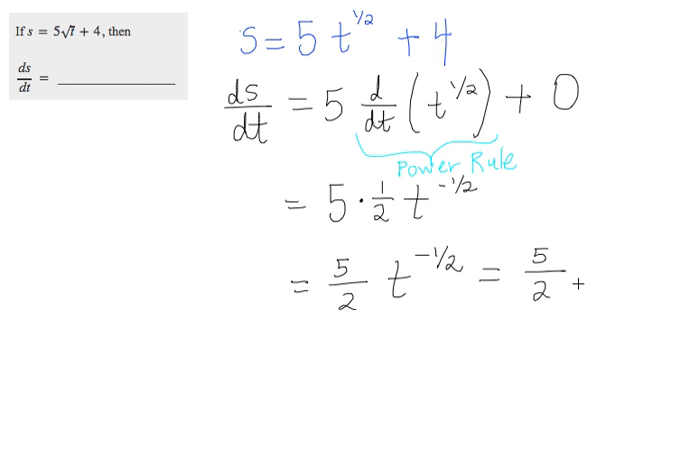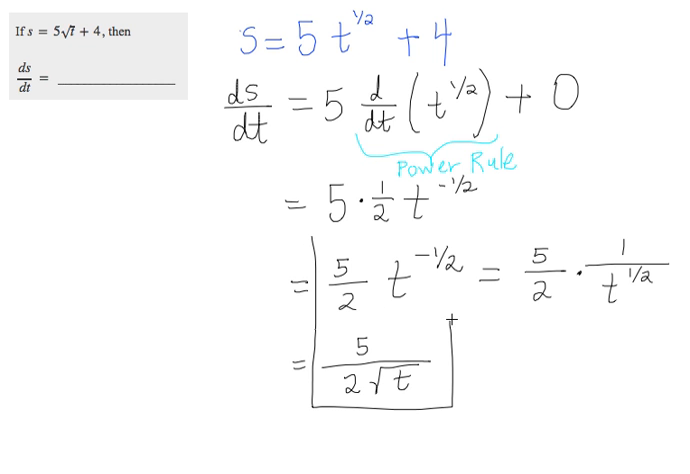So to get rid of a negative, you put that variable in the denominator and make the exponent positive. So t to the negative a half is the same as 1 over t to the positive a half. And then if you want to take it one step further, you could write it as a radical, and I'm going to go ahead and multiply the two fractions as well. So 5 times 1 is 5 in the numerator, and then 2 times t to the half in the denominator means 2 times the square root of t. So any of these three answers right here are all acceptable.